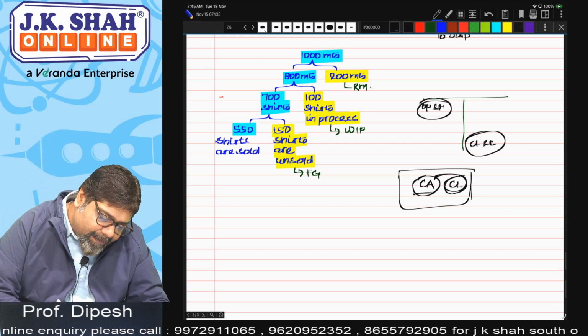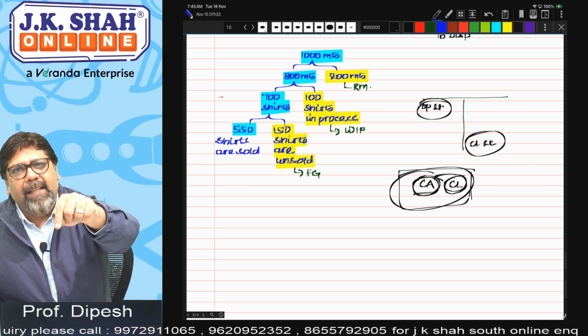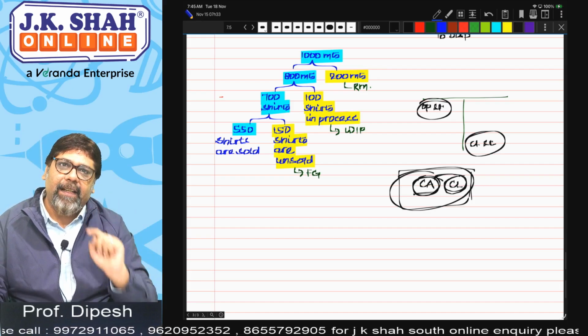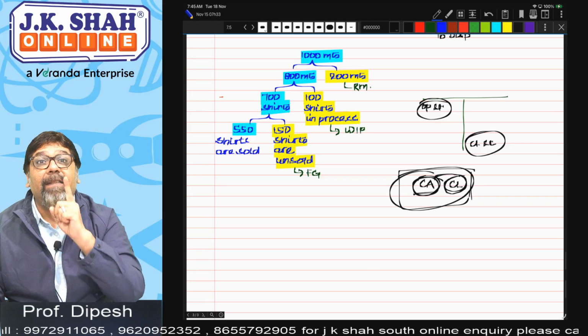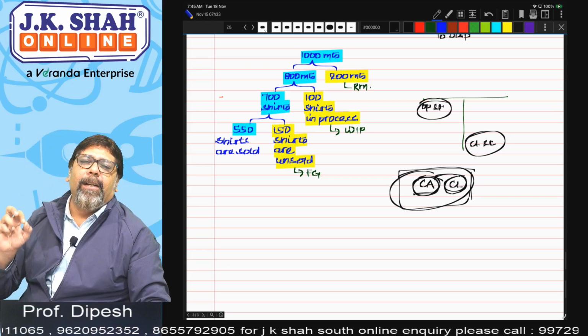To find out liquidity position, I require what? Current assets. And current assets include what? Right? Current assets में क्या होता है? It includes inventory. It helps me to find out liquidity position of the organization. Yes or no? So why do we do inventory valuation?